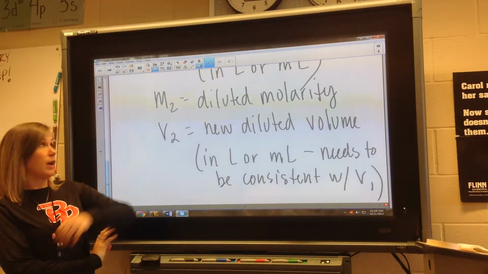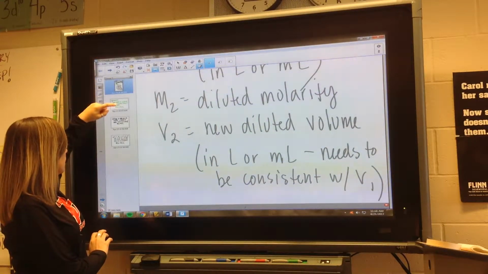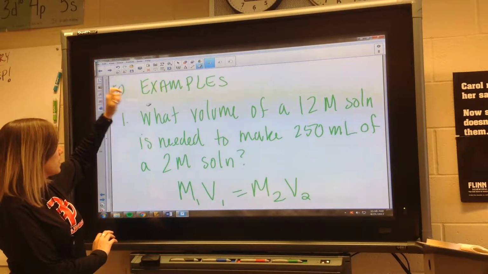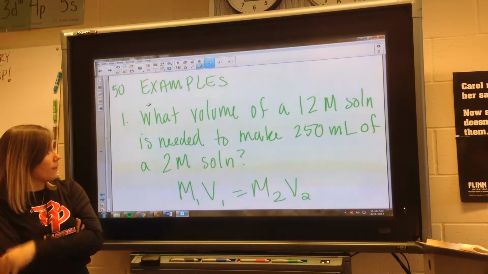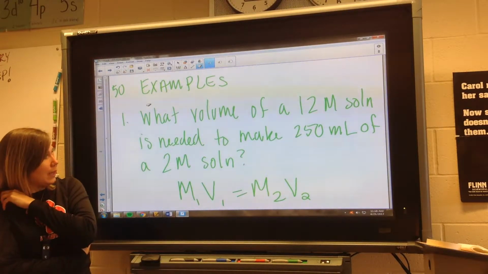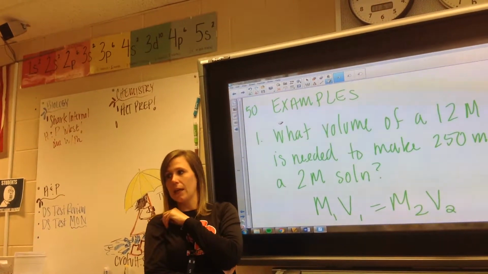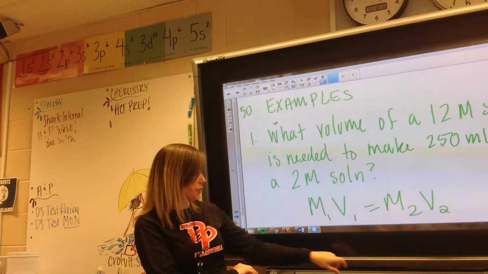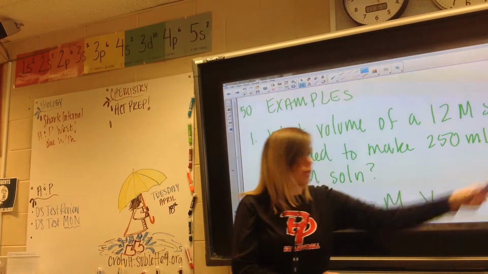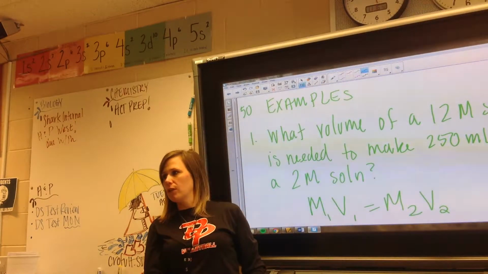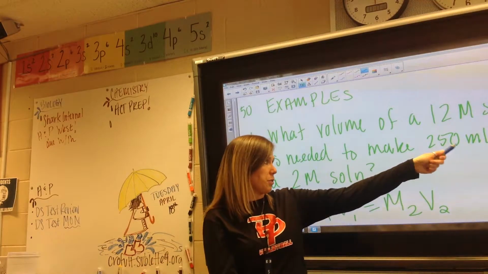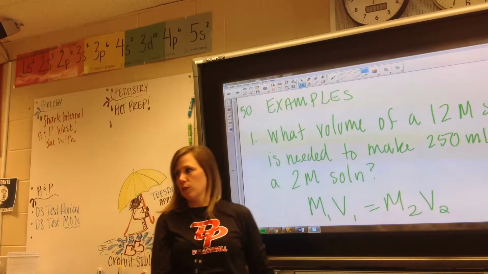Got it? All right, page 50, we're going to do 3 examples. Okay, write this down. Your first example says, what volume of a 12 molar solution is needed to make 250 milliliters of a 2 molar solution? Okay, pay attention to this word of. That generally means those 2 numbers that I've given you are paired together. 250 milliliters of a 2 molar solution.